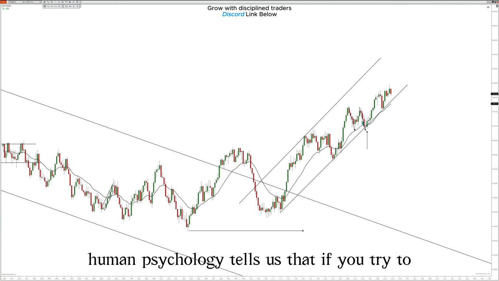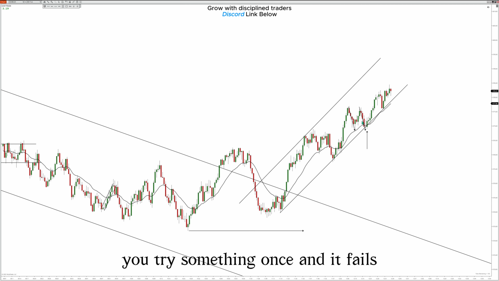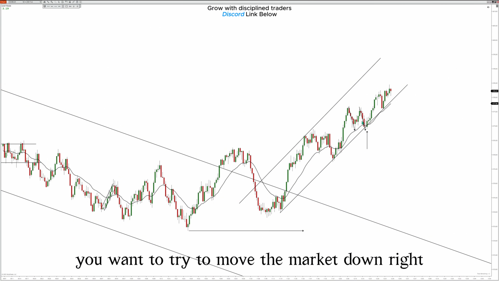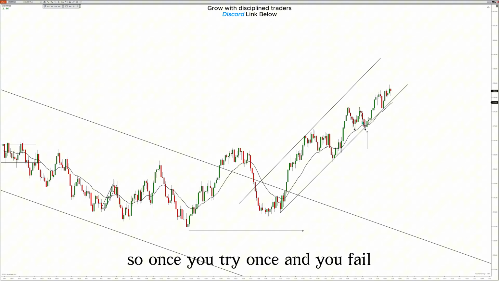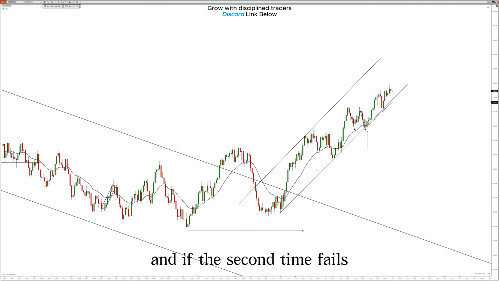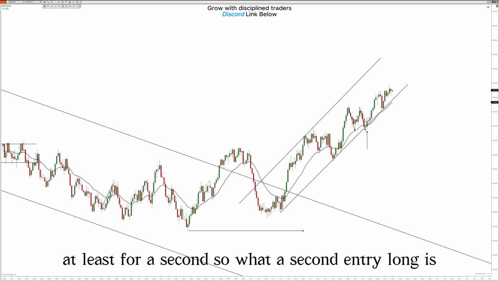Human psychology tells us that if you try something once and it fails, you're going to try it again. So if you're a bear in the market and you have enough capital to move the market, you want to try to move the market down, right? So once you try once and you fail, human psychology tells us you're going to try again. And if the second time fails, you're going to throw in the towel, at least for a second.